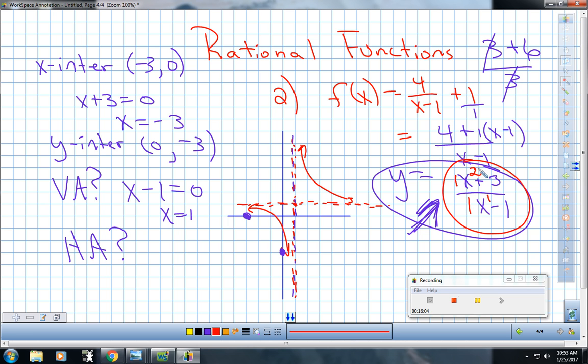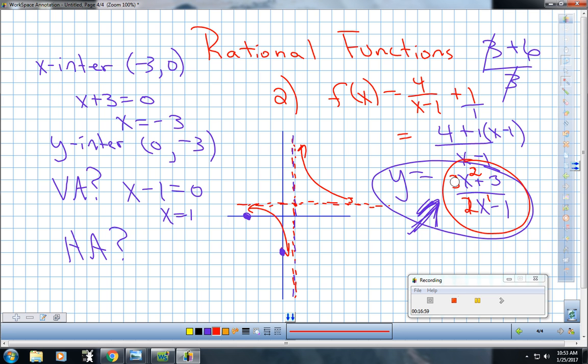Yes, Sarah? Yeah, so if the degree is bigger in the top, it would be irrelevant as to what these coefficients are. Because if you put a million in for x, a million squared is just so much bigger than a million that that term just dominates the function, and it's just going to keep getting bigger. Okay? Does that make sense? So if the degree is bigger in the top, there is no horizontal asymptote.